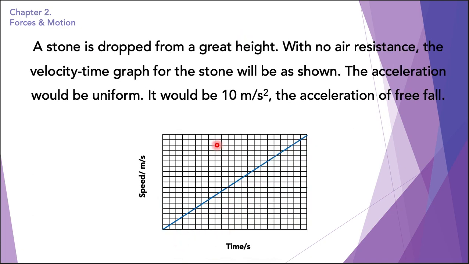A stone is dropped from a great height with no air resistance. The velocity time graph for the stone will be like this. So the acceleration would be uniform. It would be 10 meters per second squared, which is the acceleration of free fall. So the acceleration is constant. It is increasing, but it is uniformly increasing.